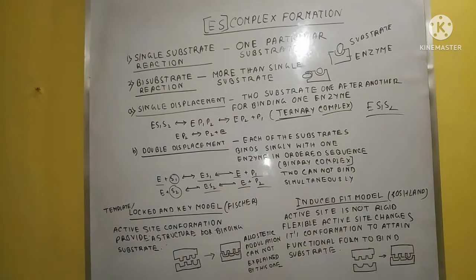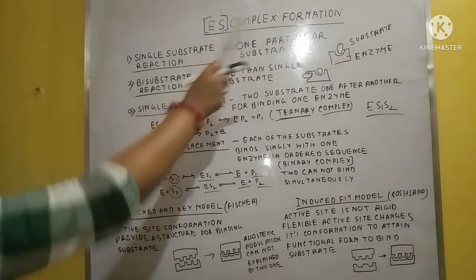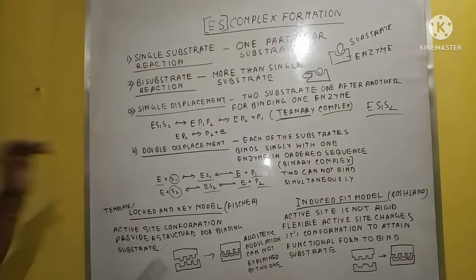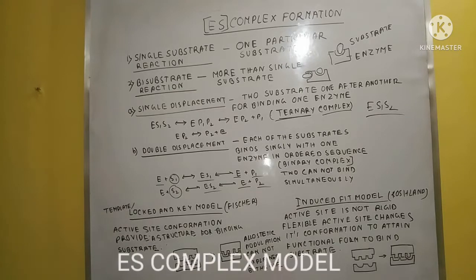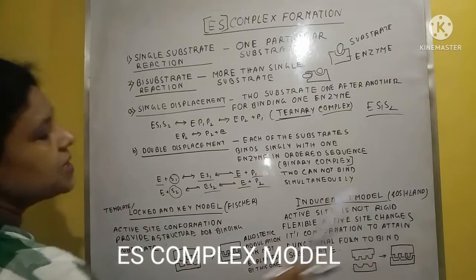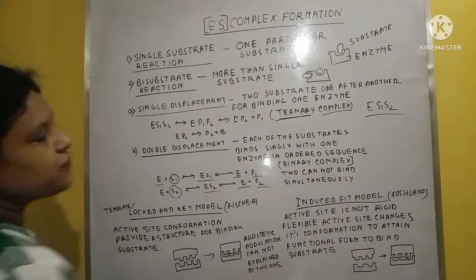So these are the processes followed by the substrate and enzyme for the formation of the ES complex. Now we learn about the models of the formation of the ES complex. There are two models. According to the scientist Fischer, the model is known as the lock and key model or the template model. According to Koshland, the model is known as the induced fit model.